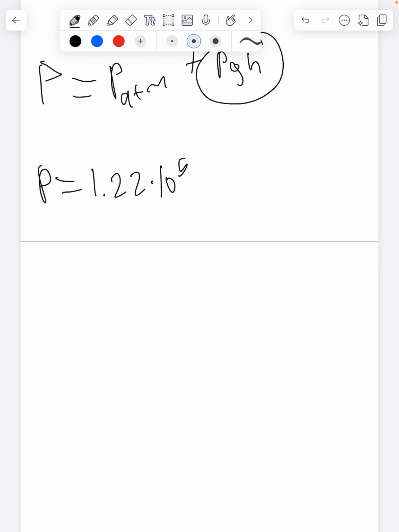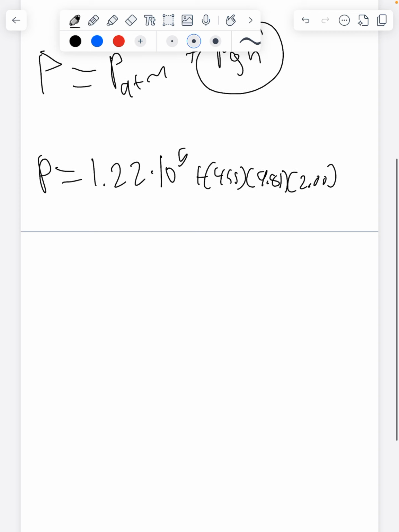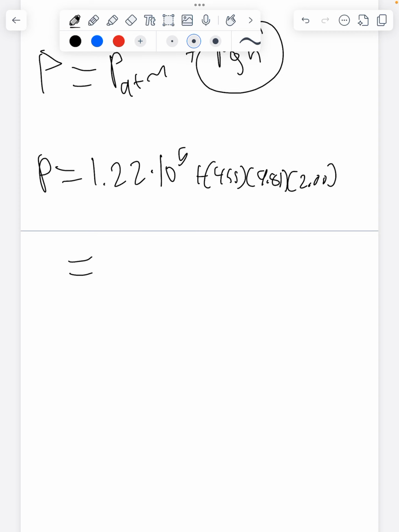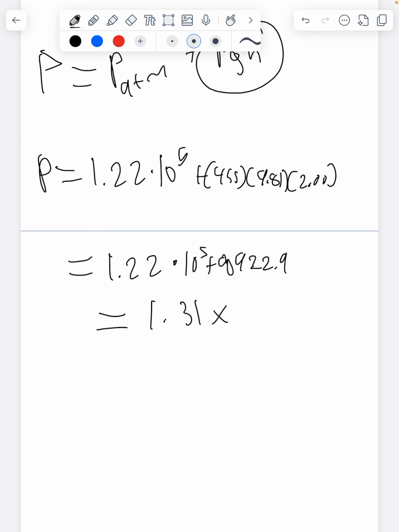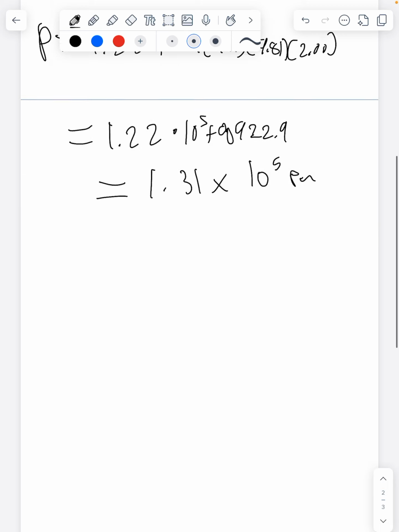1.22 times 10 to the fifth plus 455 times 9.81 times 2.00, and that will equal 1.22 times 10 to the fifth plus 8,922.9, and then that will equal 1.31 times 10 to the fifth power Pa. Okay, that's for A.